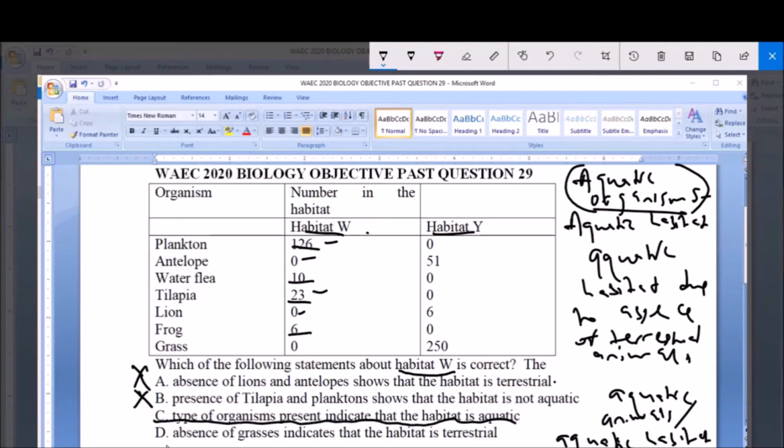Now, option D, absence of grasses indicates that the habitat is terrestrial. Similarly, if there are no grasses there, it's not really an indication that the habitat is terrestrial, because if there are no grasses in a habitat, it means that the habitat is most likely an aquatic habitat and not a terrestrial habitat. So option D is wrong. So as we have rightly established, option C is the correct answer to this question.